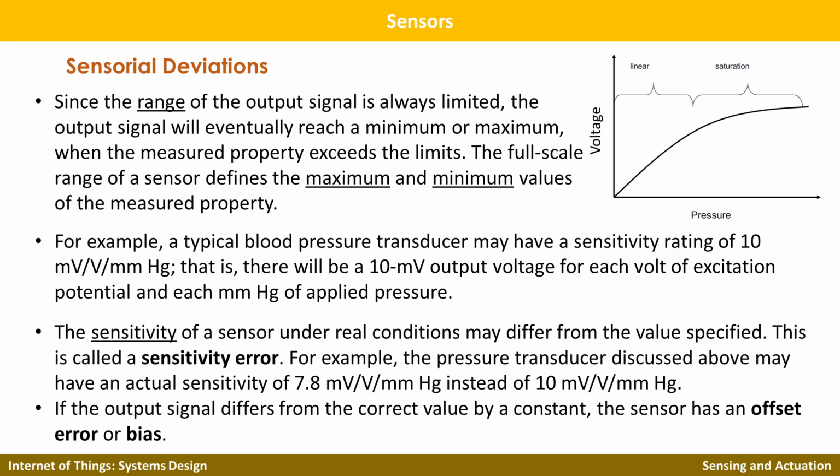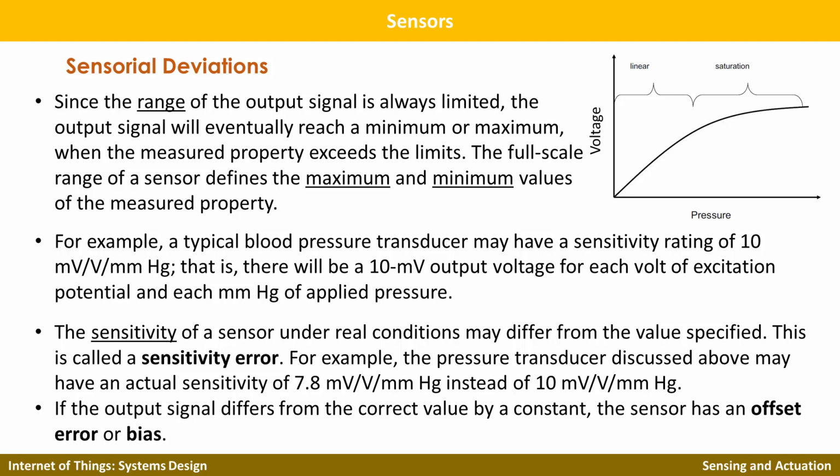For example, a typical blood pressure transducer may have a sensitivity rating of 10 millivolts. That is, it will generate 10 millivolts output for every volt of excitation potential and each millimeter of mercury of applied pressure. So that is how you measure the blood pressure.